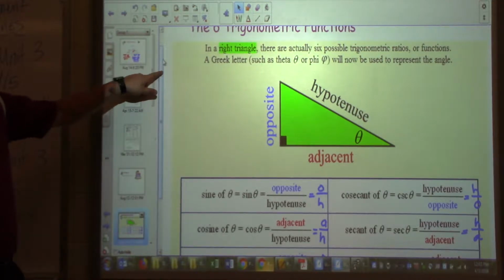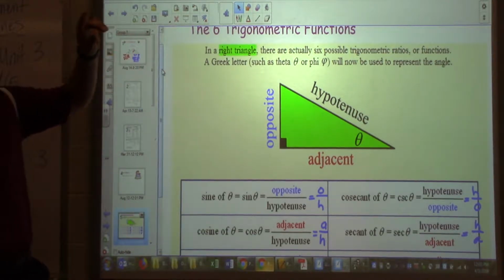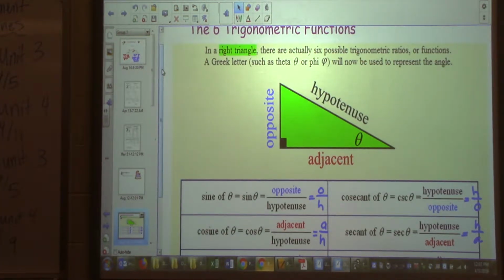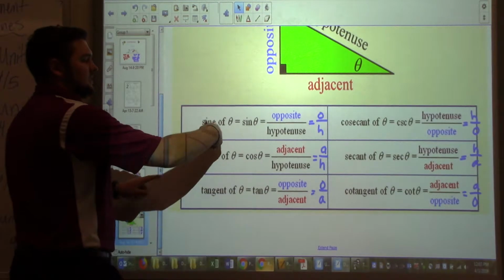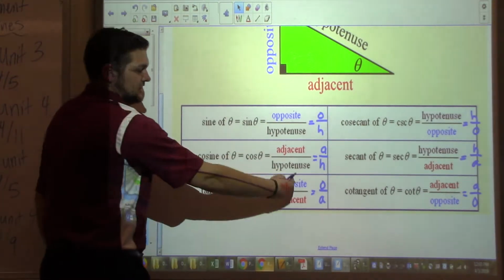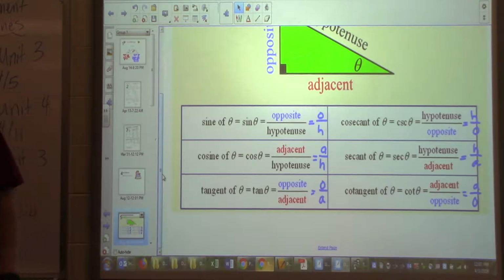So, in a right triangle, like I said, there are 6 different ways to make ratios out of those. We've only known 3 so far. We know sine is opposite over hypotenuse. Cosine is adjacent over hypotenuse. Tangent is opposite over adjacent. The other 3 are just the reciprocals of that.